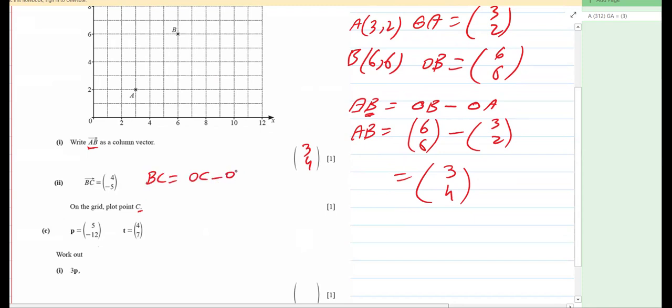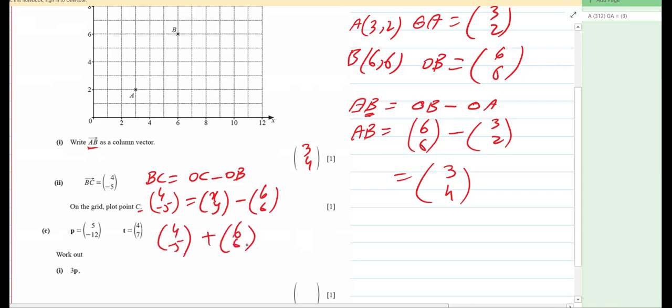OC minus OB. BC we have already, 4 minus 5. What is OC? We don't know, say XY. OB, B we already have, so OB is 6, 6. So how can we find this? Take it to the other side. 4 minus 5 plus 6, 6. It will give you XY. So that means 10, 1.